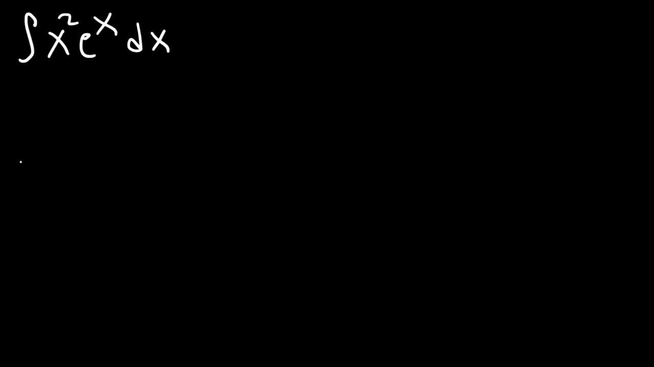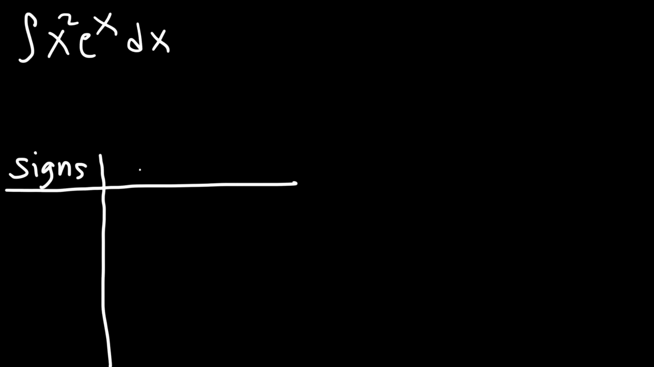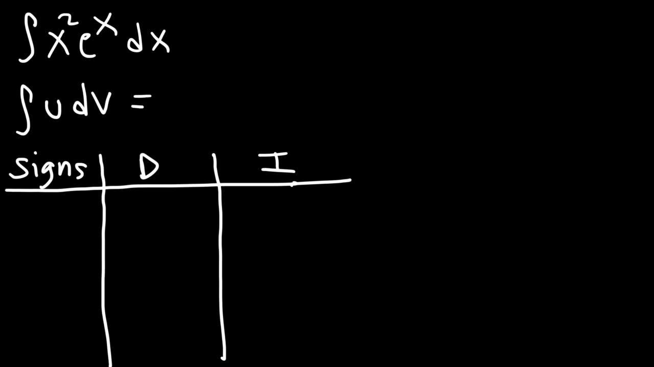Well, first let's make a table. In the first column, we're going to put the signs, and in the second column, the derivative, and in the third column, integrals. Now, when dealing with integration by parts, you have this formula. The integral of u dv is equal to u times v minus the integral of v du. Notice that the first term has a positive sign and the second term has a negative sign.